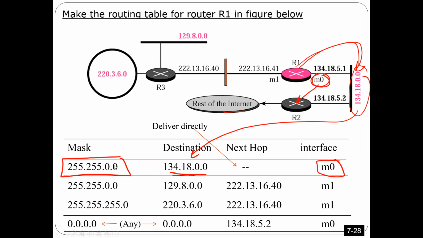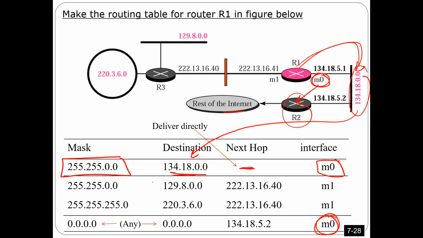So here, this is the mask. If I apply this mask, I find this is the network address for the IP. When you see slash here, that means it's direct delivery. There is no next hop, and it has to go through M0. The other thing is that through M0, I can also send it directly to the router, as you see here.